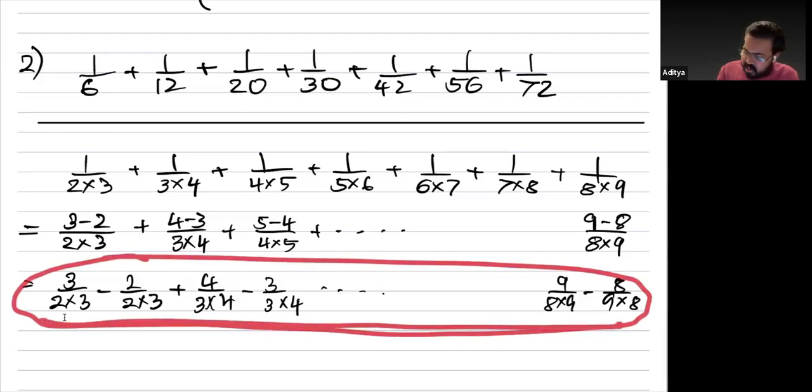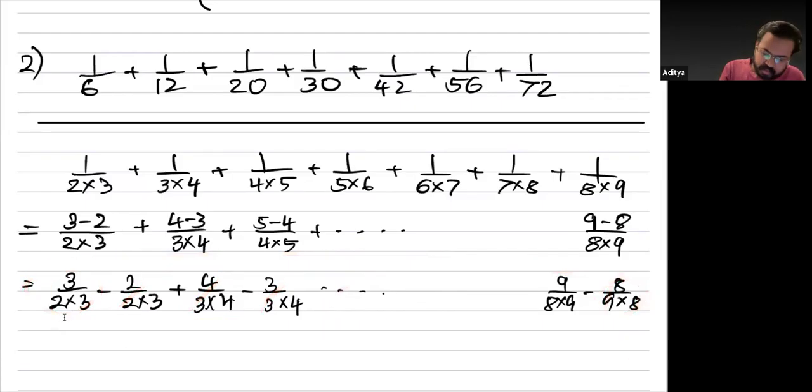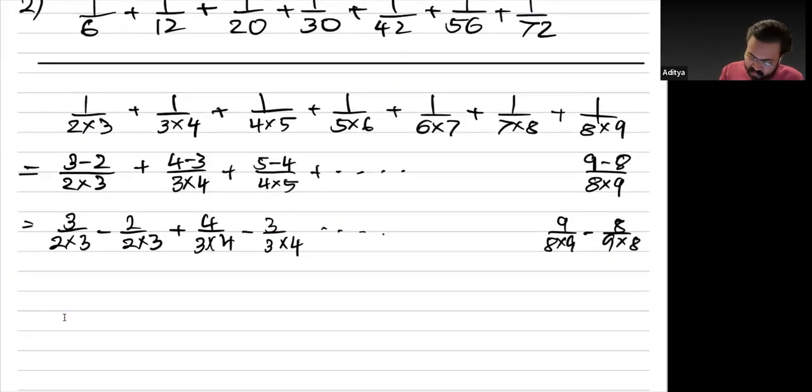It looks like a very lengthy sum, but you can cancel off consecutive terms. And then this entire lengthy looking sum just ends up having two terms left. So it collapses like a telescope. That is the reason behind the name.